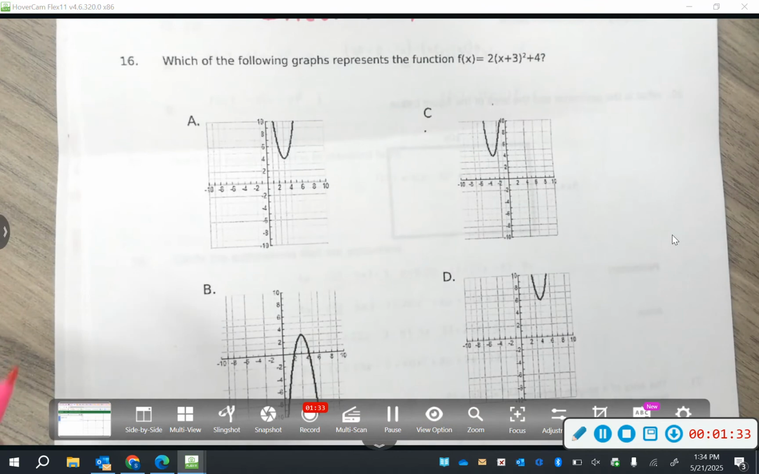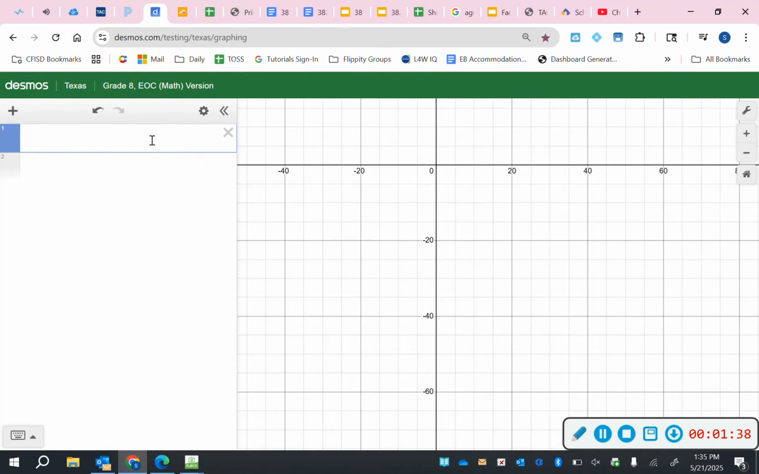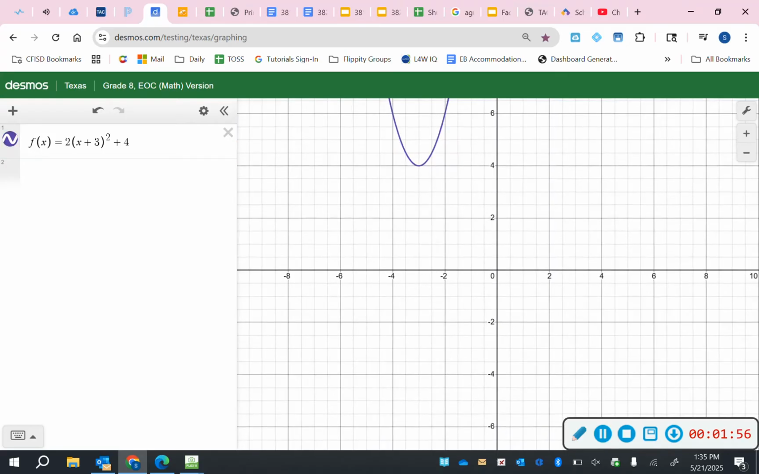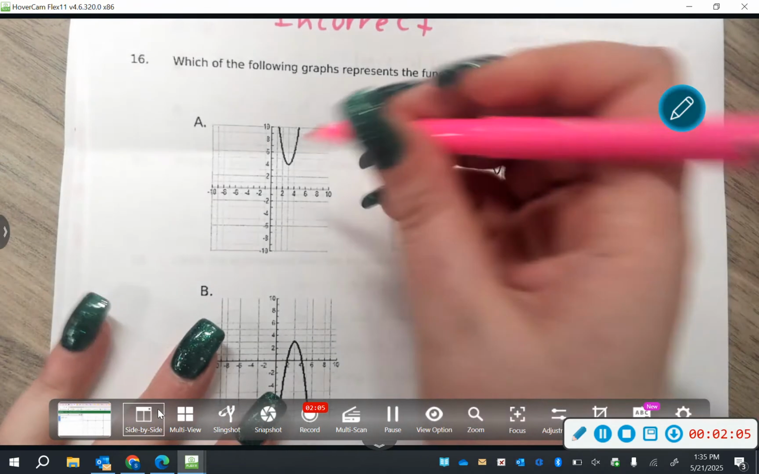Number 16, which one represents the graph? Well, I'm going to go plug that in my calculator. So f of x equals 2 times (x plus 3) squared plus 4. Okay, so I know I have a vertex at, if I can actually hit it, negative 3, positive 4, so we can see if that helps us out on any of these.